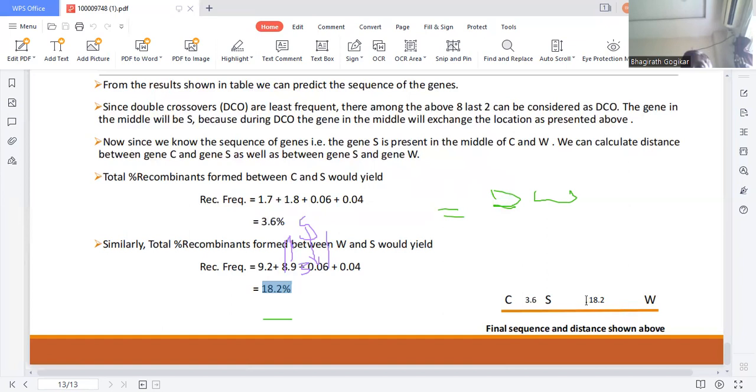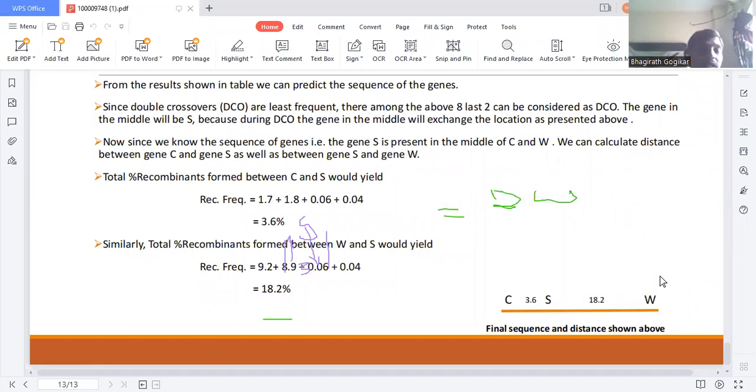18.2%. So based on that, we can conclude the S gene is in the middle, and C S W, this is the gene order on the chromosome. This is very, very important in the 3-point test cross and the 2-point test cross. We can calculate the percentage of crossing over in terms of relative distance between the two genes.